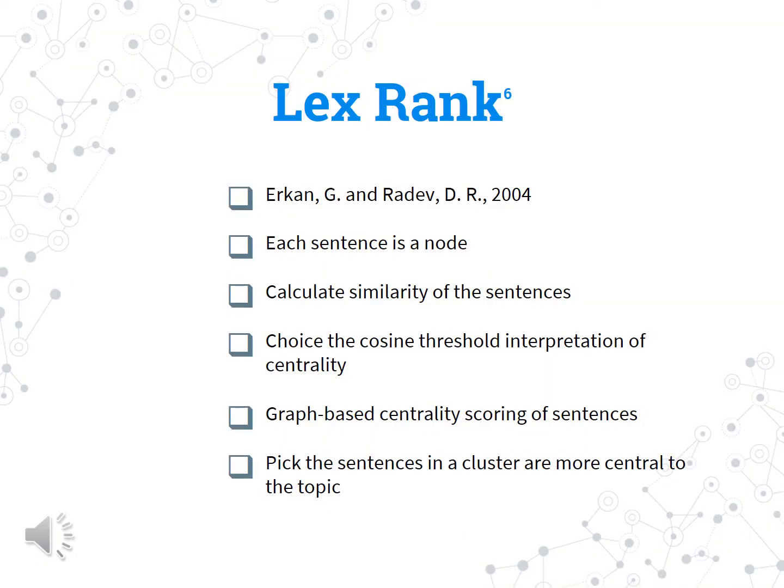LexRank. It was published in 2004. The idea is to treat each sentence as a node and calculate the similarity of the sentences, and then choose a cosine threshold, interpreting centrality, and make a graph-based centrality scoring of the sentences. Finally, pick the sentences that are more central to the topic.